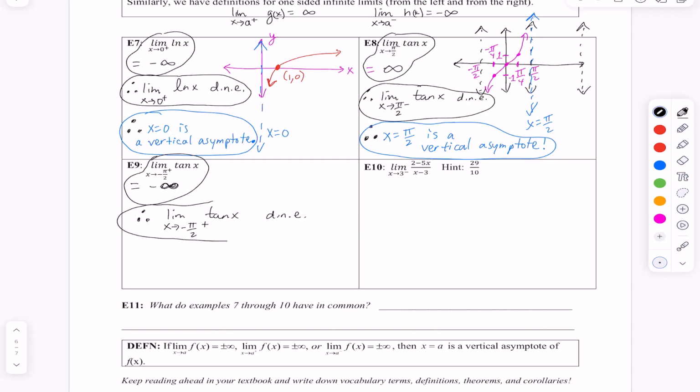And just like the previous other examples, what's our third conclusion here? Therefore, x equals negative pi over 2 is a vertical asymptote of the function.